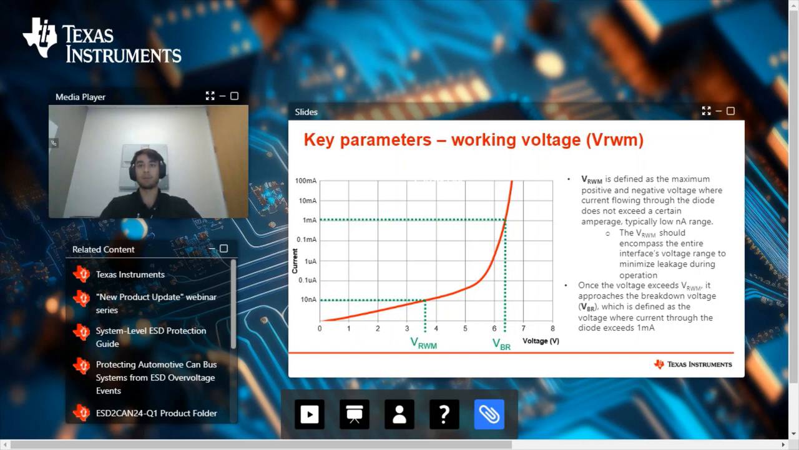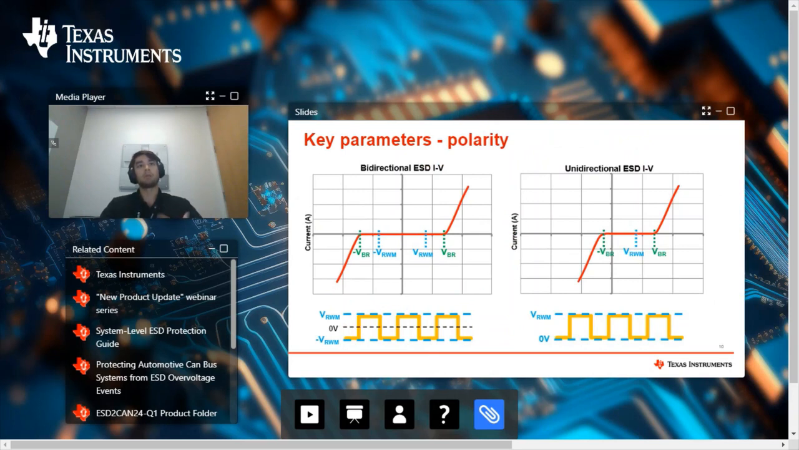And it's important to keep in mind polarity when we're talking about working voltage. So as you can see here, the polarity is going to influence the working voltage of the device. And we offer two polarities, bidirectional and unidirectional devices. As you can see, the bidirectional devices break down in the positive and negative region.